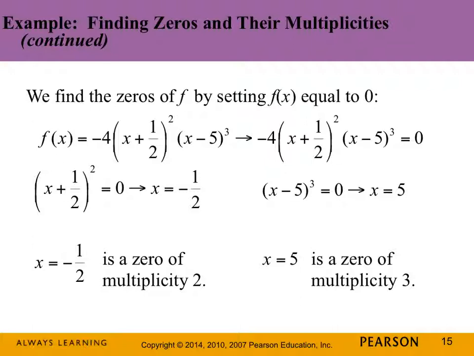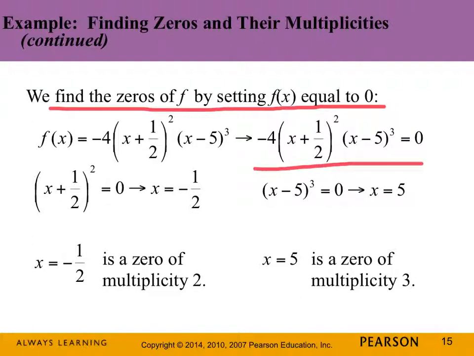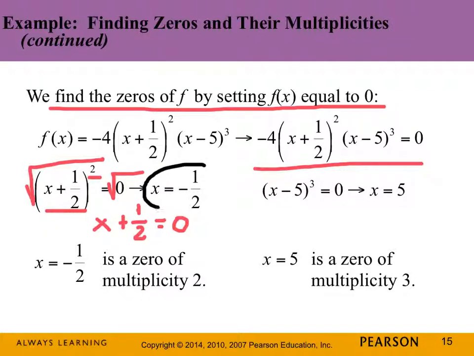Okay, so continuing on, first we're going to find the zeros of the function by setting f of x equal to 0. So here we have -4 times the quantity x plus 1/2 squared times the quantity x minus 5 cubed. Now, it's really already factored, thank goodness. So now we just take this first part, x plus 1/2, that quantity squared equals 0. What to undo a square? You're going to take the square root, and what you do to one side, you do on the other. So you'll end up with x plus 1/2 equals 0. Well, when you subtract 1/2 from both sides, you end up with x equals -1/2.